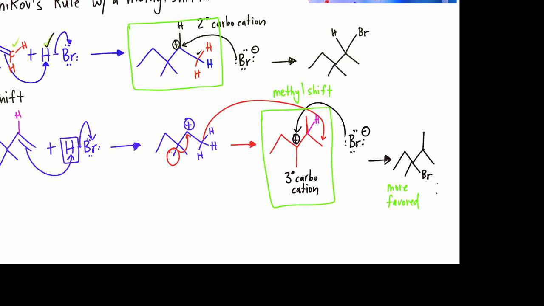Remember the second part of Markovnikov's rule, well, part 1 saying the electrophile is going to add to the carbon in the alkene with the most hydrogen, and the second part of Markovnikov's rule stating that your most stable intermediate is going to be formed. So this is your most stable intermediate.